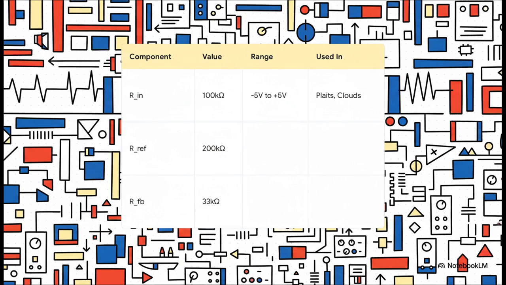Bipolar just means it can handle signals that swing both positive and negative. This one is set up for a plus or minus 5 volt signal, which is super common for things like LFOs. You'll find this design on inputs like model on Plaits or texture on Clouds.